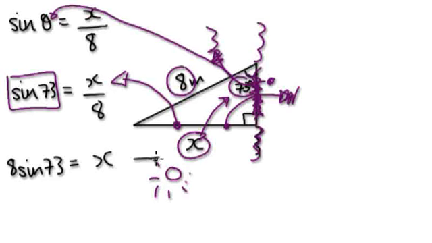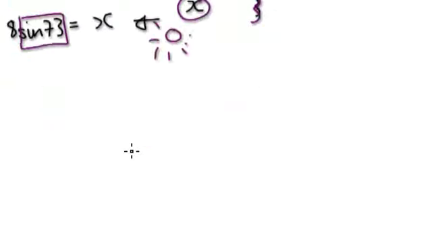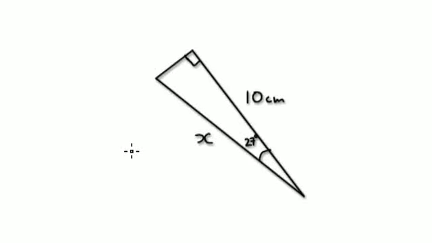So this will be your answer. So you can leave it as this. Okay. If you really want to know what it is, then punch this into your calculator, sine 73, and then times 8, and then that will give you x. Okay. Next one here.